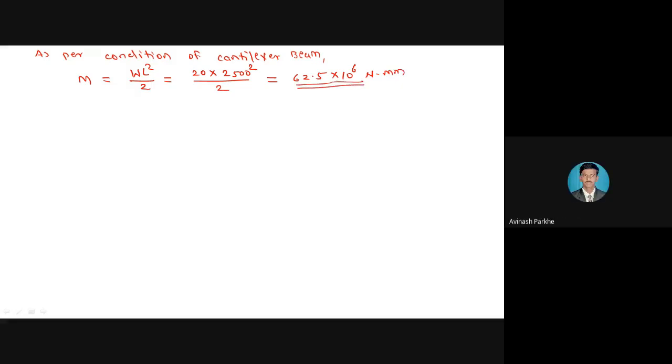Here also length square is there. Sometimes many students are not taking the square of length, 20 into 2500 divided by 2, and you will get the wrong answer. Therefore, please check that particular formula, whether only L is there or L square is there. So 62.5 into 10 raised to 6. This is the moment.